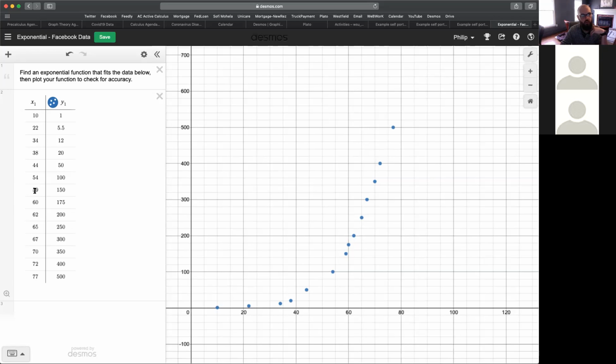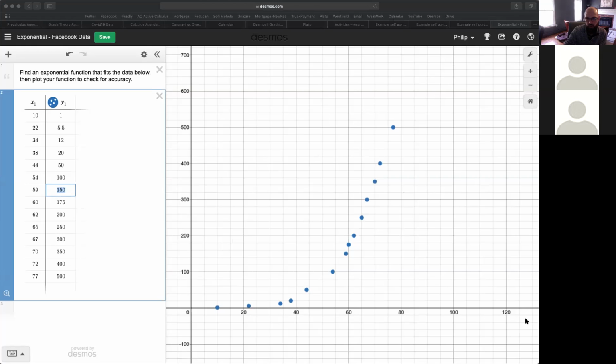59, 150. So you're gonna pick this one, 59, 150. Yes. Okay. 10, 1. All right. So 10, 1 and 59, 150. Right. So those are our data points. And so let's see if we can walk through this and figure out what the exponential equation is that goes through those two data points.